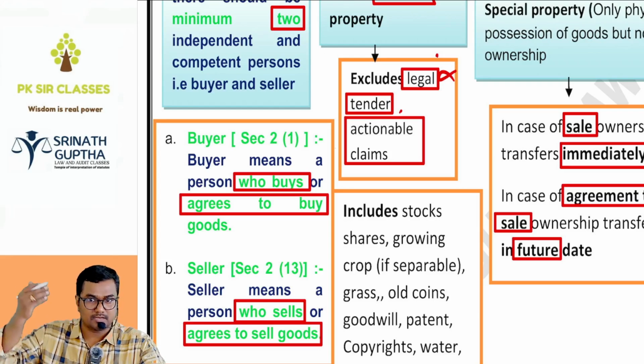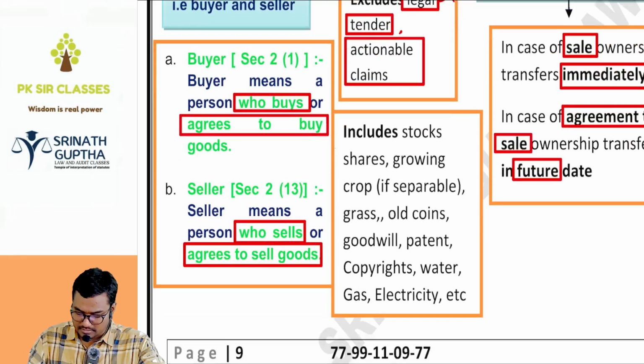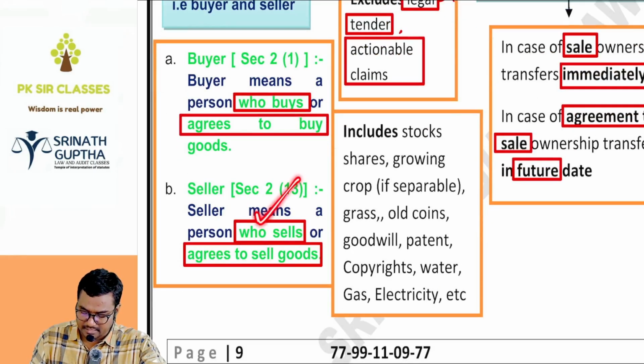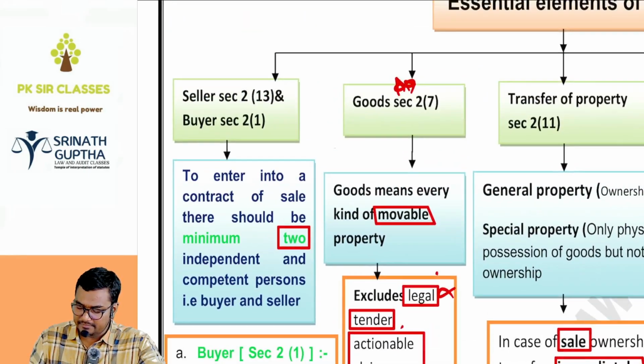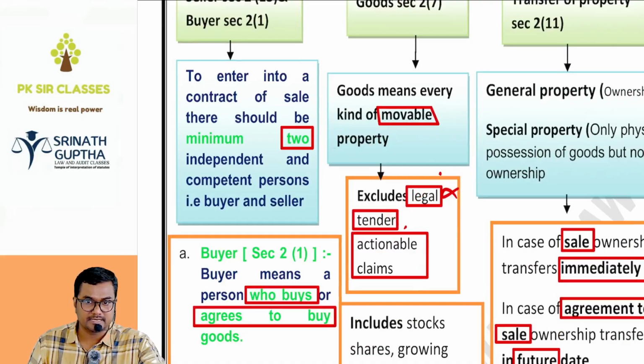It will become a sale on the 10th day, if the mileage is more than 40. So she is agreeing to buy, I am agreeing to sell on the 10th day. In the same way, a seller is a person who sells or agrees to sell the goods as per Section 2(13). And there must be goods. Goods means every kind of movable property. It should be movable. If it is immovable, it is not goods. Every kind of movable property other than legal tender and actionable claim. Legal tender means currency in circulation, paisa. Yes or no, sir?